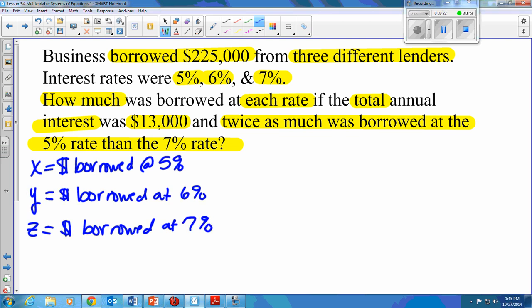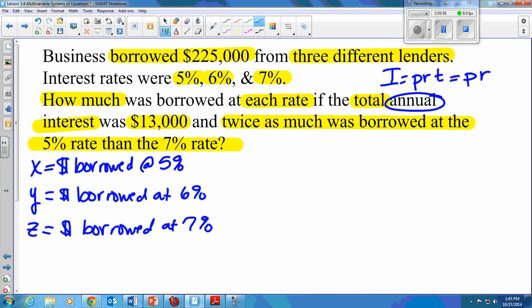Now, remember, if I'm trying to find interest, interest is my PRT, my principal times rate times time. But if I want to know annual interest, time is just 1 year. So if time is 1, then I just have P times R, right? Time is 1 year. P is my principal. It's how much I borrowed or how much I invested. Either way, it's the amount of money. And R is the interest rate. And so I have to multiply those. But in order to multiply them, I have to make the interest rate a decimal first.